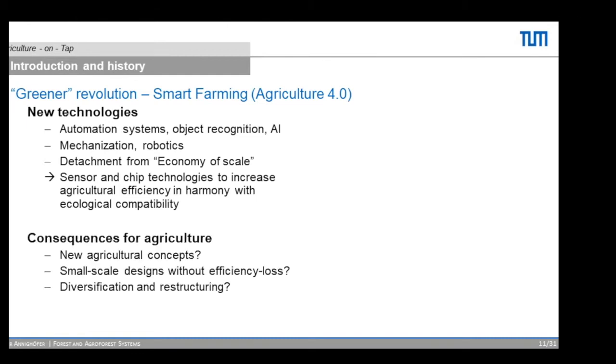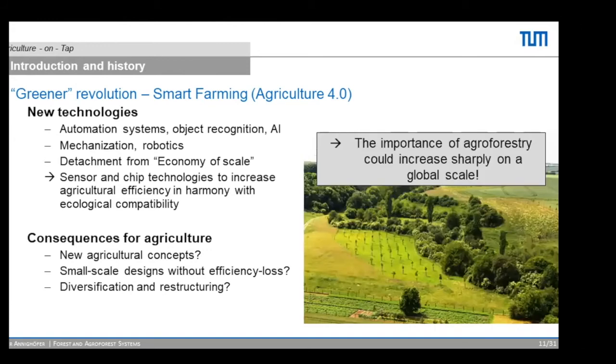The questions we have to ask for agriculture are actually, might there be new agricultural concepts we can currently think about? Can we maybe think again about small-scale designs, more heterogeneous designs, more structured landscapes against this background? How is it in general with restructuring and diversifying the systems? And against this background, agroforestry itself is also discussed as one option to increase the sustainability of systems around the world that are still producing products we are all dependent on.